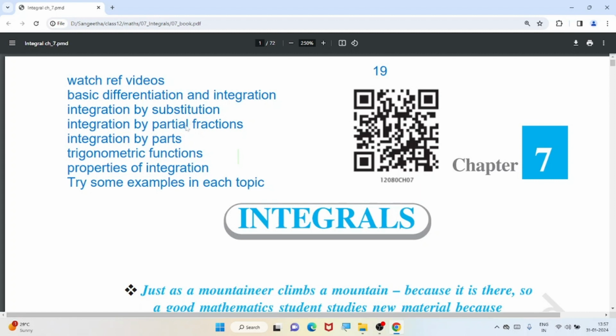These are the various methods of integration: integration by substitution, integration by partial fractions, integration by parts, trigonometric functions, then properties of integration. First you should read the theory part and then try some examples. Okay, example, integration by substitution. What is the theory behind it? Then try to solve some examples so that you will understand the theory.